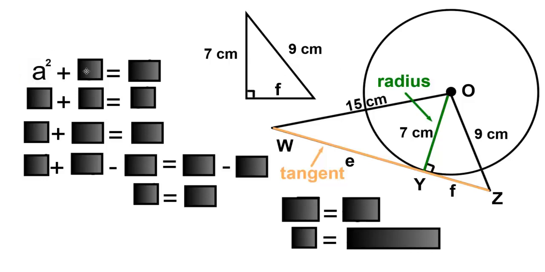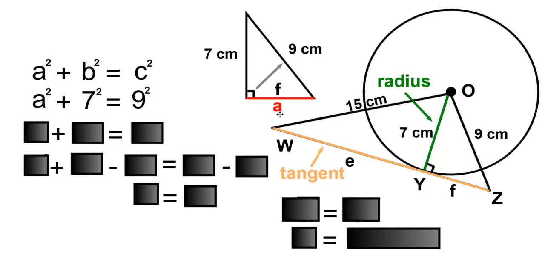Since this is a right angle triangle, we'll use Pythagorean theorem to solve, which is a squared plus b squared equals c squared. Our C will be our line opposite of the right angle, which is 9 centimeters. We'll call the bottom line A, and the 7 centimeters can be our B. So a squared plus 7 squared equals 9 squared. Since we have two variables, we'll stick with the F, as that's what we're trying to solve, so we'll remove the A. And instead of a squared over here, we'll put F squared. So F squared plus 7 squared equals 9 squared.